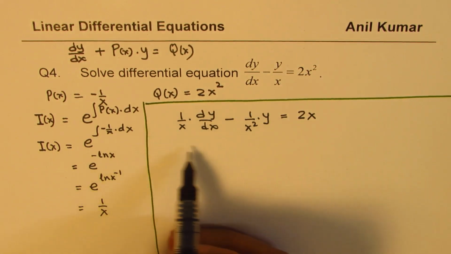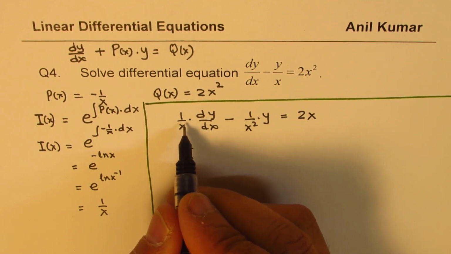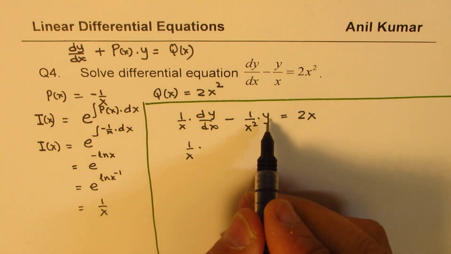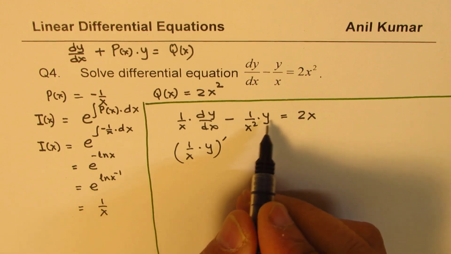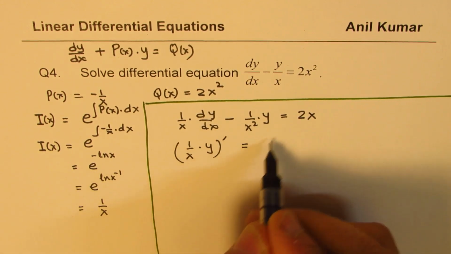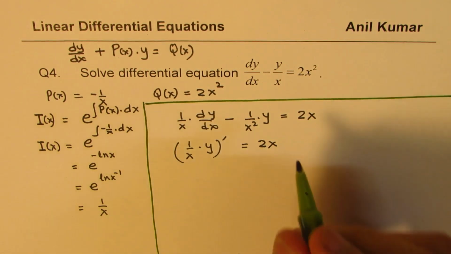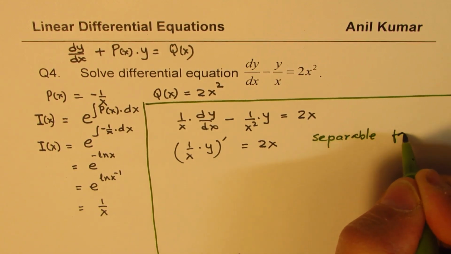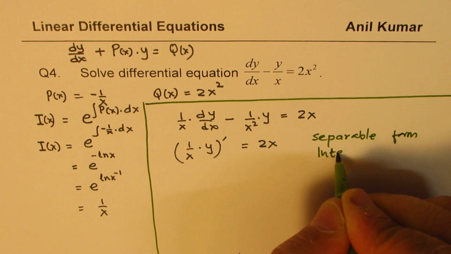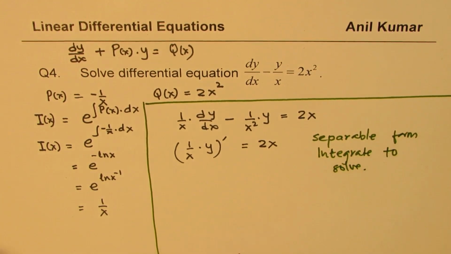Now the left hand side could be written as the derivative of the integrating factor times y. So do you notice this part? This is always a derivative of the product rule, right? So equals 2x. Now this is a separable form. So now you can integrate and get the answer, right? So that is your second step, correct?